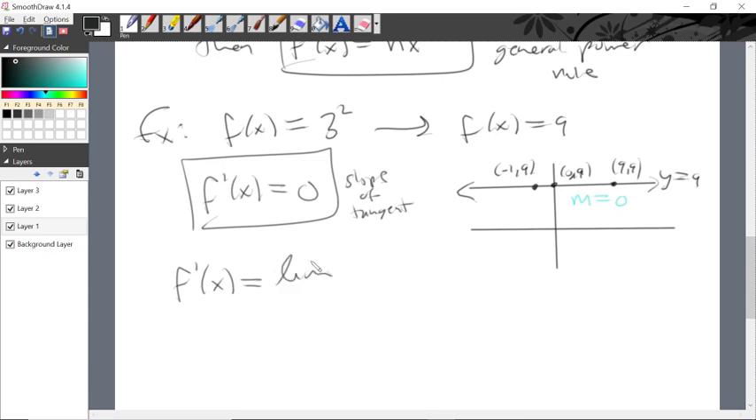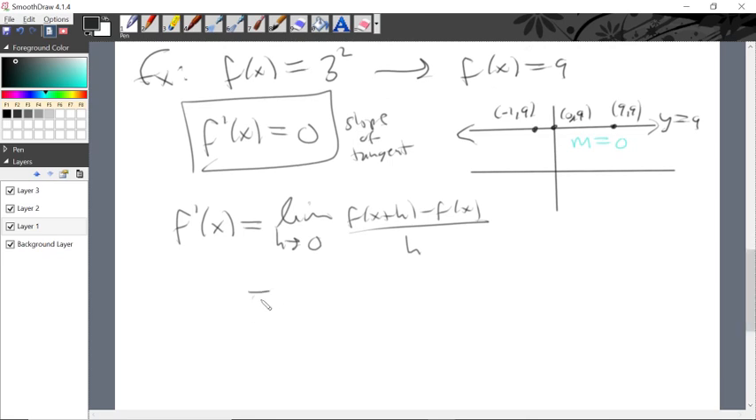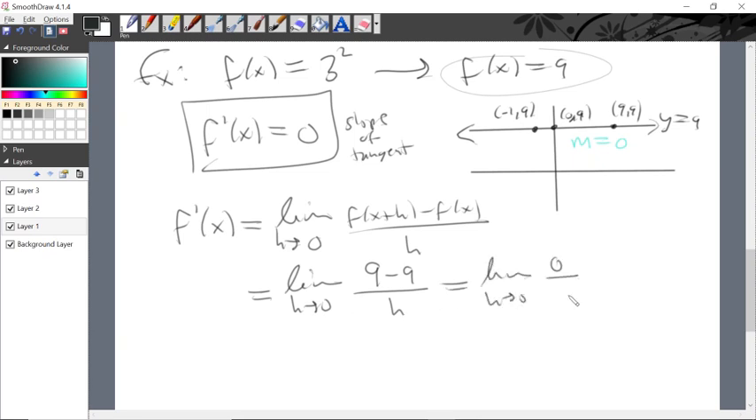Well, the limit definition is the limit as h goes to 0 of f of x plus h minus f of x over h, which in this case is what? Well, if f of x equals 9, then f of x plus h would also equal 9, because this is constant. So we get 9 minus 9 over h. And that equals the limit as h goes to 0 of 0 over h.